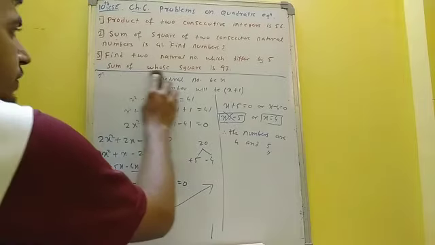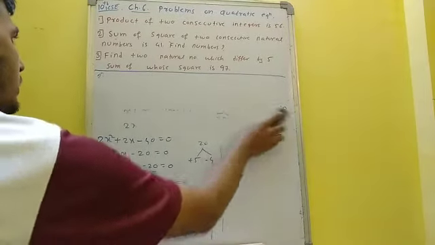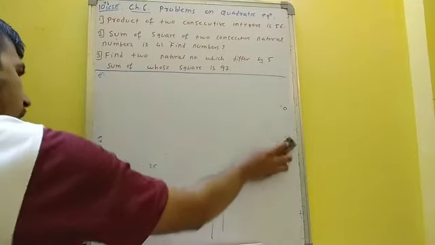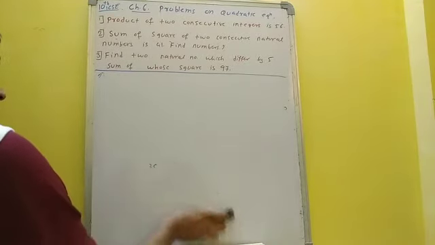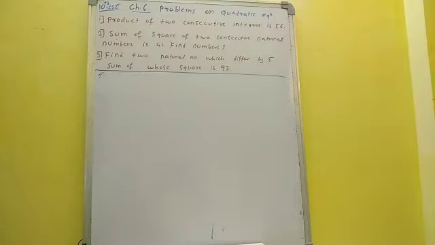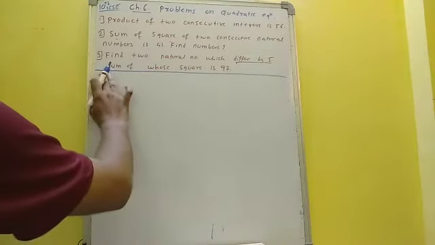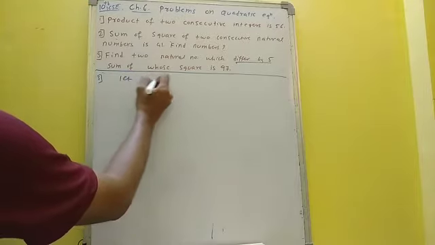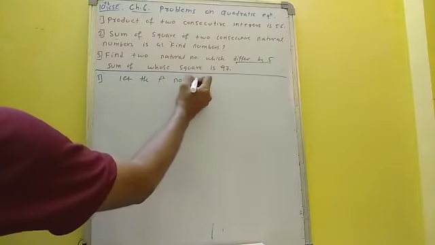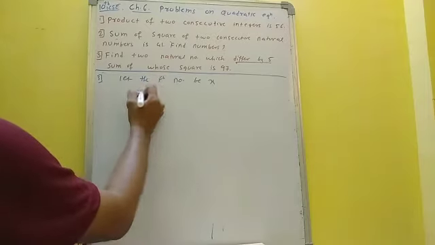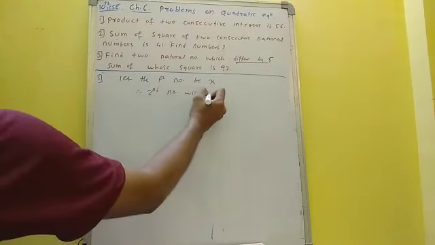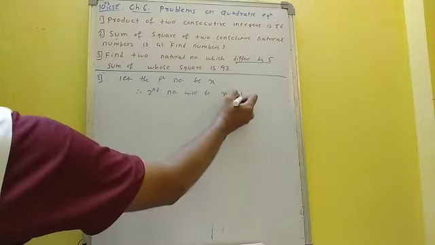Now we will do the third one. What is the third question? Find the natural numbers which differ by 5. Whenever we have a question like this, differ by 5, let the first number be x, therefore the second number will be x plus 5.